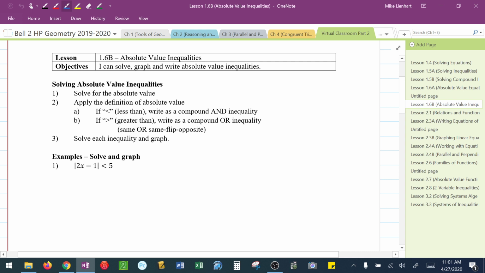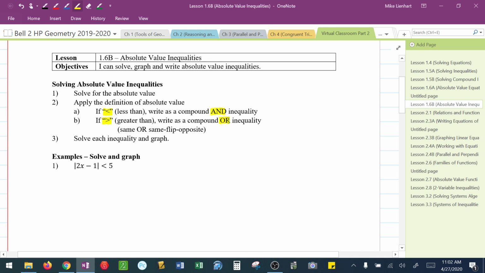So we're going to solve for the absolute value by applying the definition of absolute value. That definition is what leads us to the two inequalities. But then there's one trigger thing that we have to really pay attention to. If we are involving a less than, it is going to indicate to us for absolute value that it will be an and inequality. A greater than means that we're going to have an or inequality.